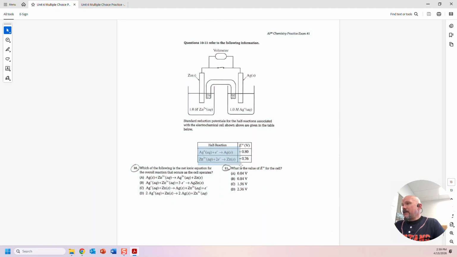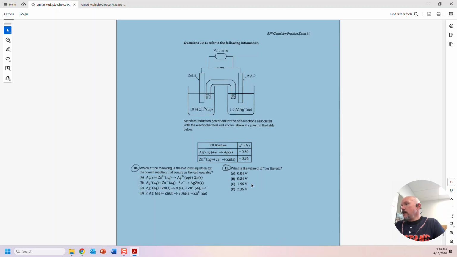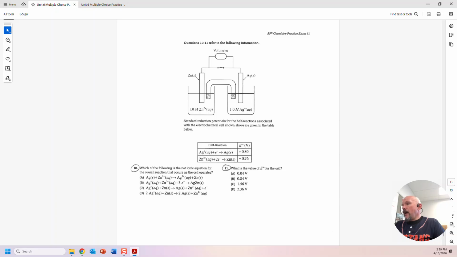So when I'm given my 2 reduction half reactions, which one do I flip? I always flip the lowest one. So if you have one that's positive and one that's negative, you flip the negative one and make it positive, right? If you have 2 that are positive, you would flip the lowest one, okay? Because when you flip this one, that becomes a positive, and you add them up, and we get our potential, okay? So the answer to number 11 is just going to be 0.8 plus positive 0.76, all right?